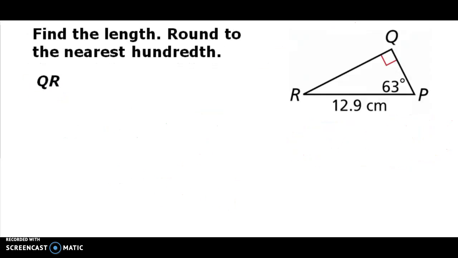Okay, so now I'm going to do one more with you, and I'm going to have you do one on your own. So starting off, we're trying to find QR. So put an X on that side. So second step, label what you know and what you're trying to find out, which is X. So from, which angle do we know? 63. We're never going to use the right angle. We're going to use the 63. So from angle P, what is 12.9?